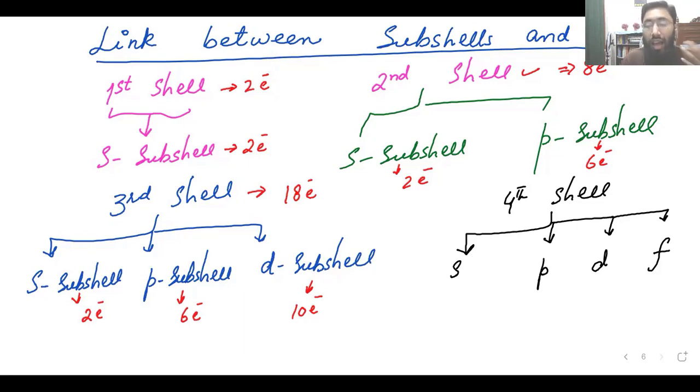Fourth shell: S subshell accommodates a maximum of 2 electrons, P subshell accommodates a maximum of 6 electrons, D subshell accommodates a maximum of 10 electrons, F subshell can accommodate a maximum of 14 electrons. And when you add all these numbers, you will get 32. And yes, this is true, that the fourth shell can accommodate a maximum of 32 electrons.